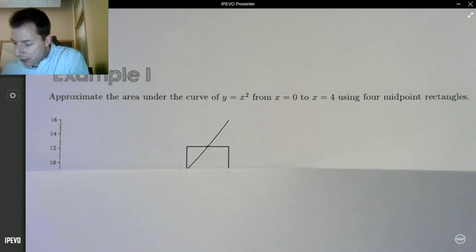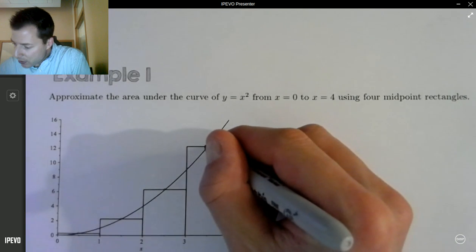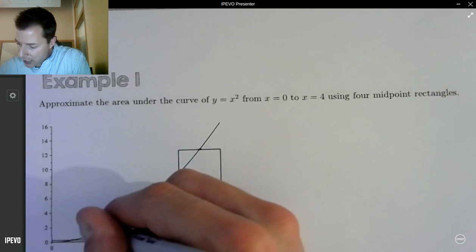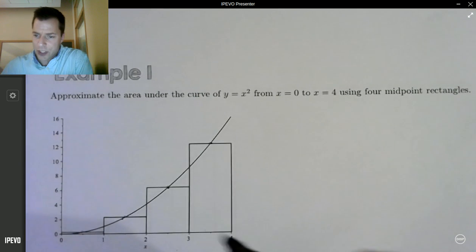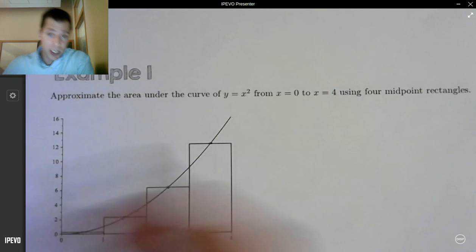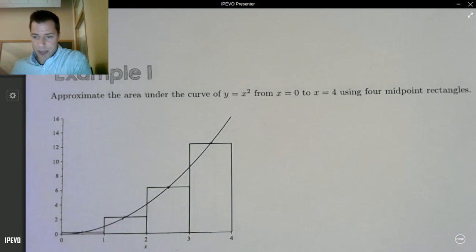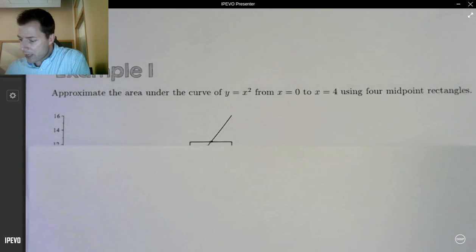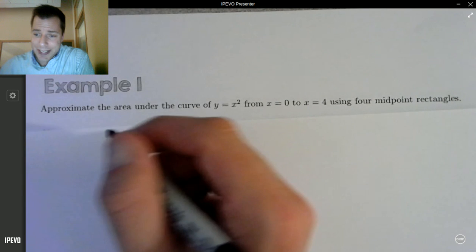So I know that if I have 4 rectangles, notice here we have the midpoint of each rectangle in the middle, and there's not much overlap. This is an increasing function. If you watch the right Riemann sum, there was a ton of triangle over the function. So this is going to be a better estimation than the right Riemann sum right off the bat of this increasing function. So I'm going to find delta x first.